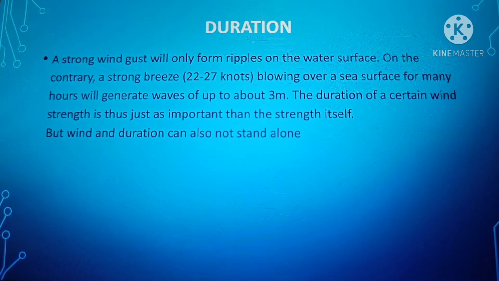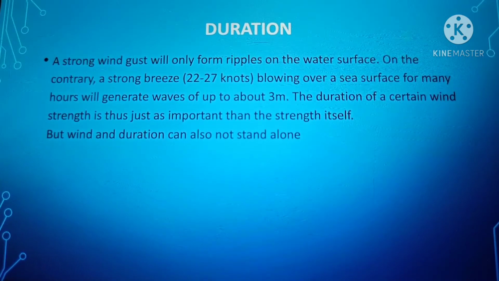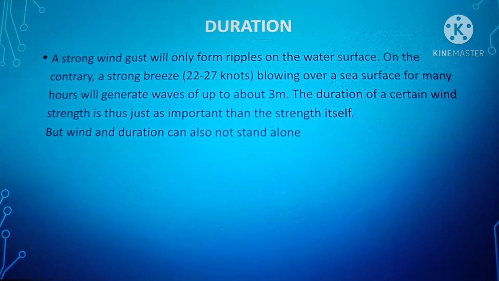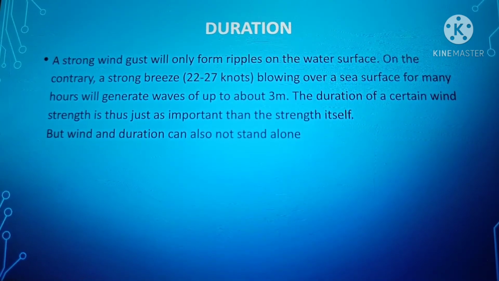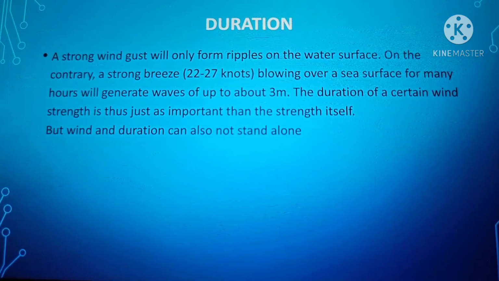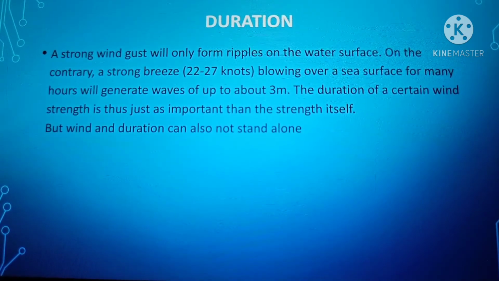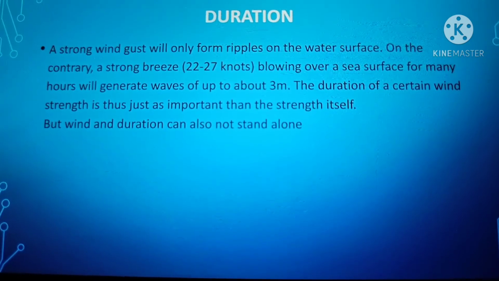Duration. A strong wind gust will only form ripples on the water surface. On the contrary, a strong breeze of 22 to 27 knots blowing over a sea surface for many hours will generate waves up to about 3 meters. The duration of a certain wind strength is thus just as important as the strength itself, but wind and duration can also not stand alone.